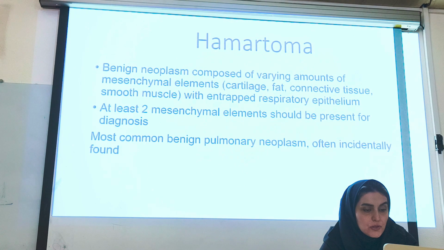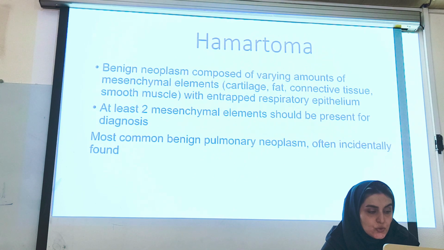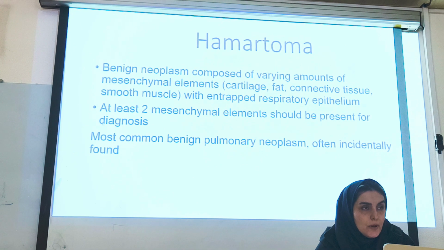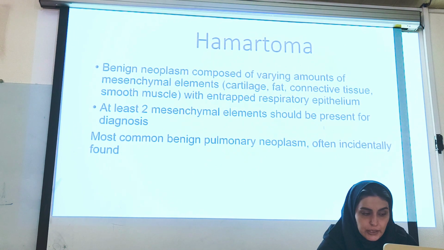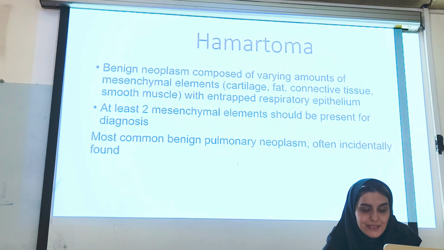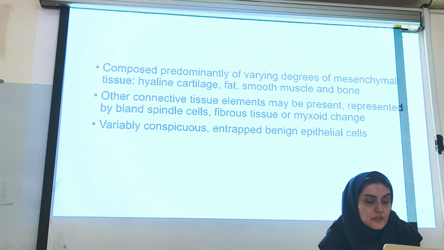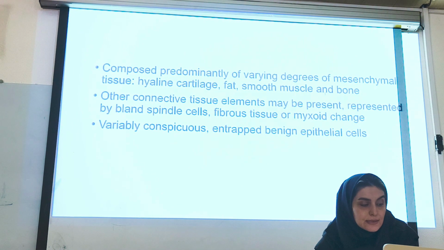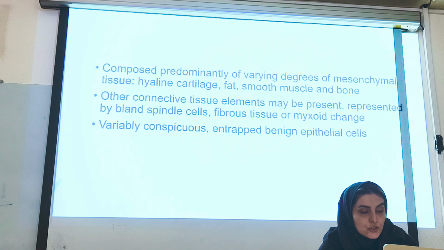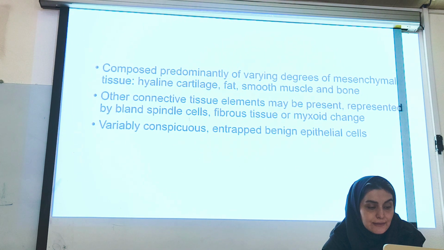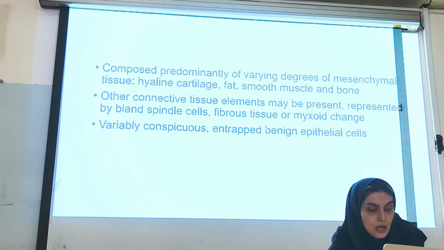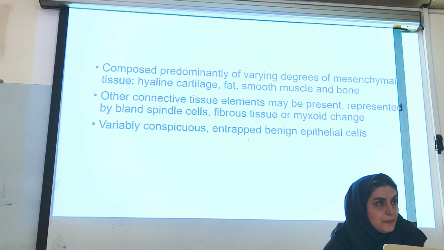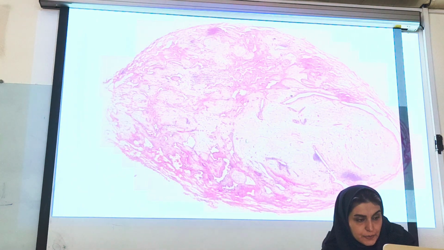It is a benign neoplasia composed of varying amounts of mesenchymal elements like cartilage, fat, connective tissue, and smooth muscle with entrapped respiratory epithelium. In hamartoma, at least 2 mesenchymal elements should be present, and this is the most common benign pulmonary neoplasia. Composed predominantly of hyaline cartilage, fat tissue, muscle, and bone. Other connective tissue elements may be present, like spindle cells and fibrous tissue, and sometimes we have entrapment of respiratory epithelial cells.